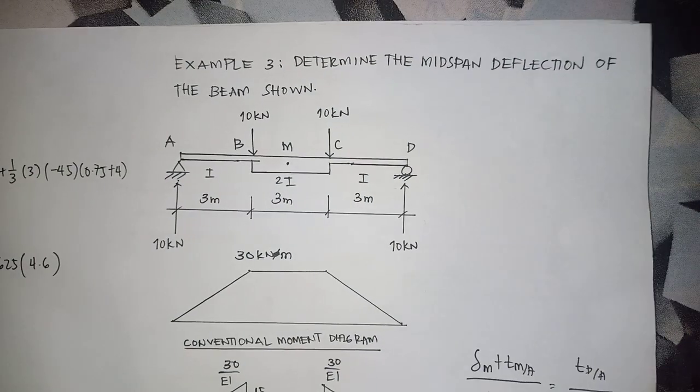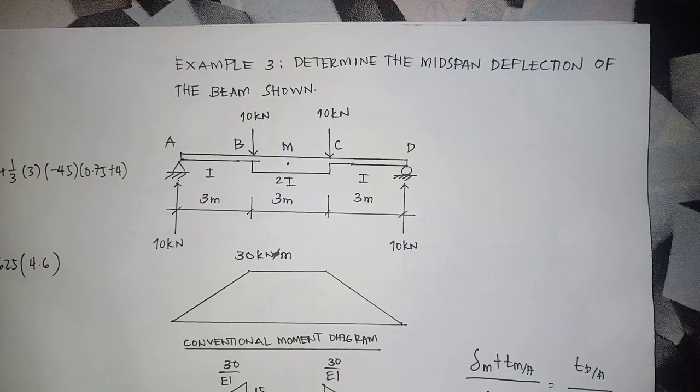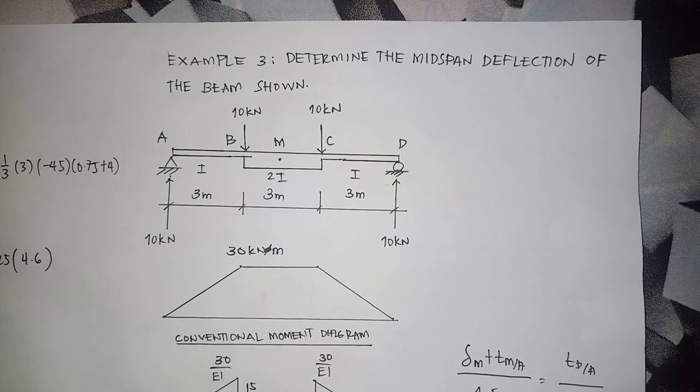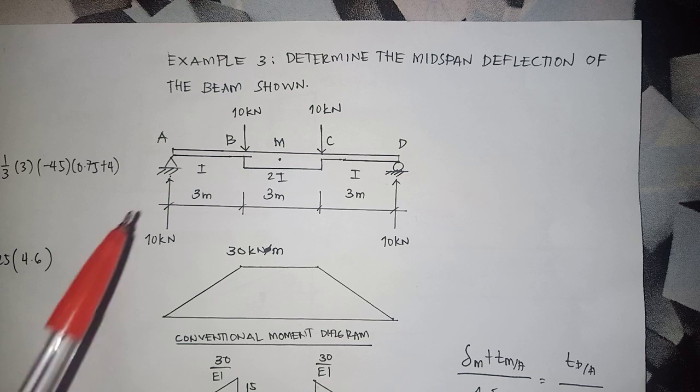Okay, so for our last example, meron tayo ditong varying moment of inertia. So I have here a basic example lang naman, no? Okay, kasi hindi naman natin ididiscuss lahat yan dito sa video natin. Okay, so we're going to determine the midspan deflection of the beam shown. So we have a 9 meter simply supported beam with a 10 kilonewton load located at the third points. Okay, so pwedeng third points. Okay, middle thirds, pwede rin yon. Okay, so this is actually 3 meters.